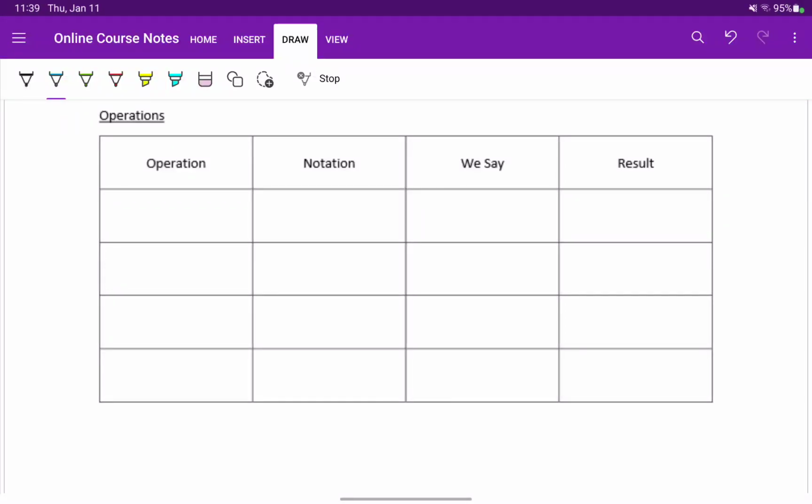We already mentioned our 4 arithmetic operations, but we're going to review those here and focus on translating mathematical statements into words and words into mathematical statements. So for addition, we would always write that as something like a plus b, where a and b are the two numbers we're adding together. Translating that into words, we would say a plus b, and the result of completing that addition statement would be finding the sum of a and b.